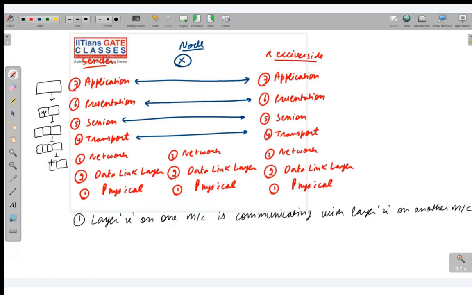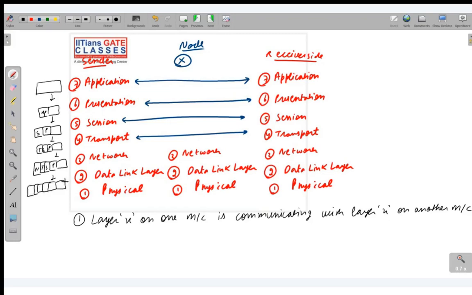Network layer will add its own header. Okay, so let me label that header presentation we were already having, then header session. In place of header I should simply write like this: presentation session. Then presentation session transport, then presentation session transport network. And then it will go to data link layer. So presentation session transport network and data link.